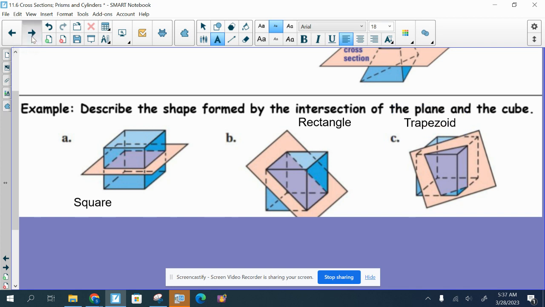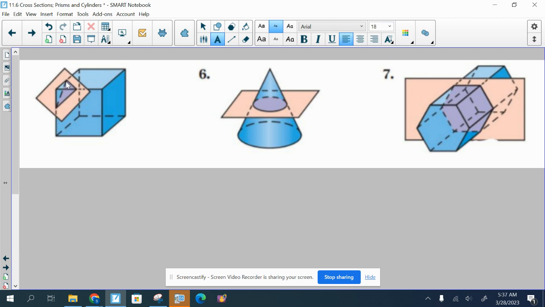Okay. Here we've got a triangle. This intersects the cone and makes a circle. And here, this would be a hexagon, 6 sides.